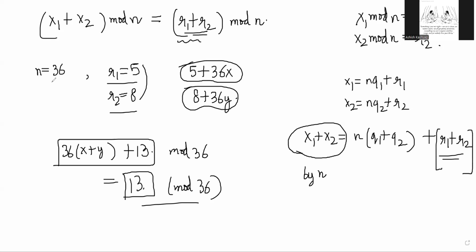So the point is that this relation is true. And then similarly, if you have x1 into x2 mod n, in that case, you will end up getting R1 into R2 mod n. So even if you multiply the numbers, we can just write it as product of R1 into R2 mod n. So we will see examples of this as well. Like, let's think of a number example where this will work.